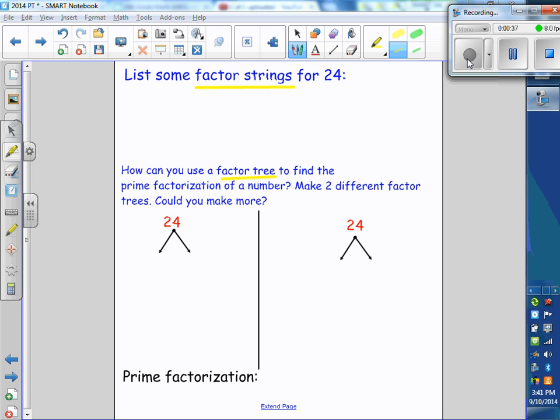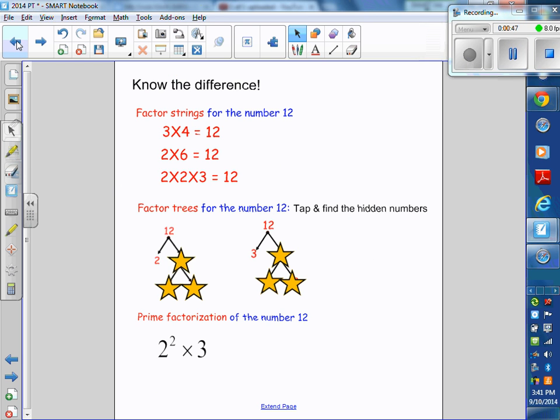And then the last thing will be to use the factor trees to find the prime factorization of 24. So first of all, let's take a look at the number 12. The number 12 has different factor strings. A factor string is just a set of numbers that multiply to give you 12.